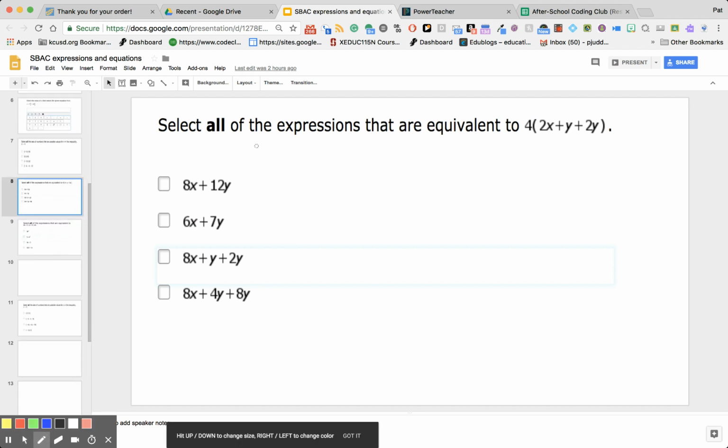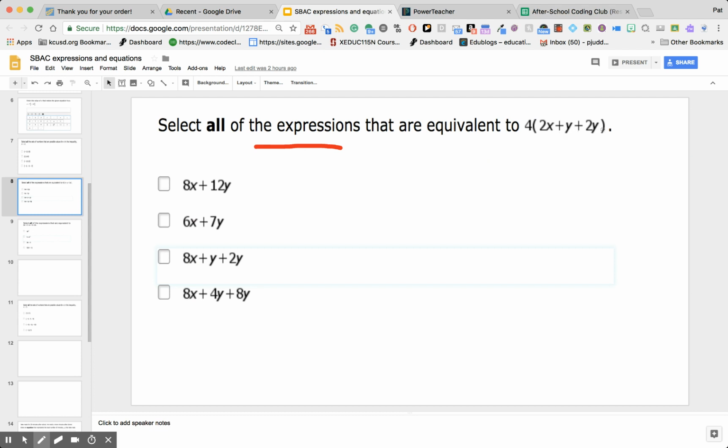Again, we have: select all of the expressions that are equivalent to 4 times (2x + y) + 2y, and then close parentheses. Well, I'm looking at this here, and I know that this is the distributive property. This is telling me that I'm going to distribute 4 to each of these terms here. And then you need to determine which one of these are equivalent to this expression.